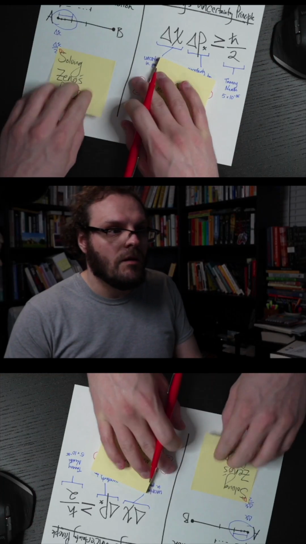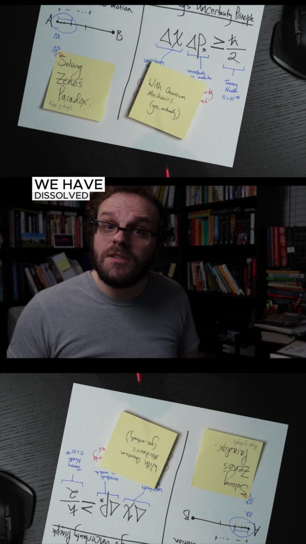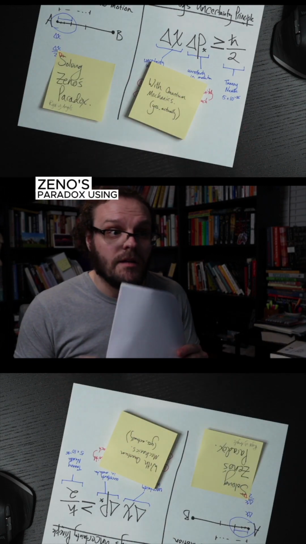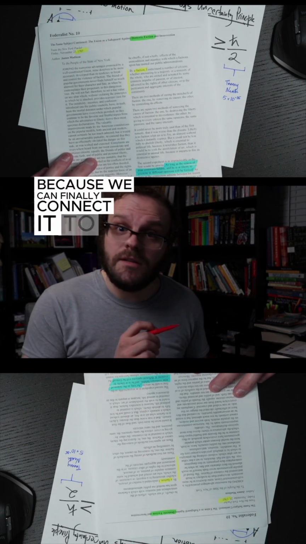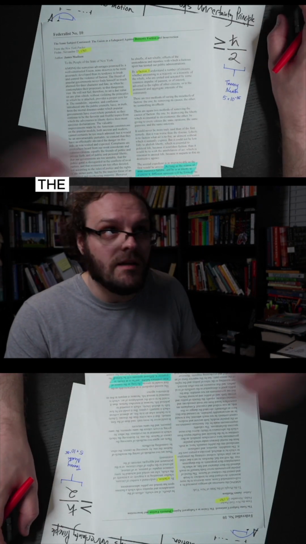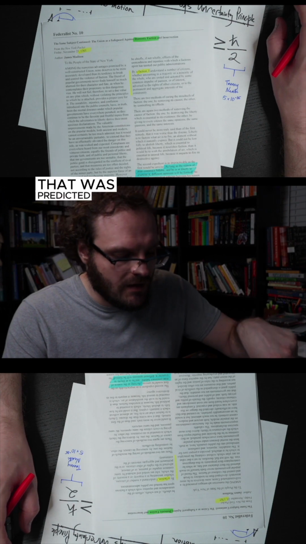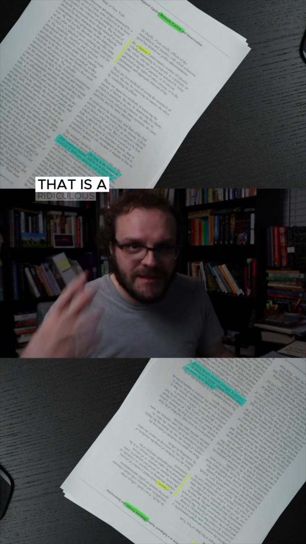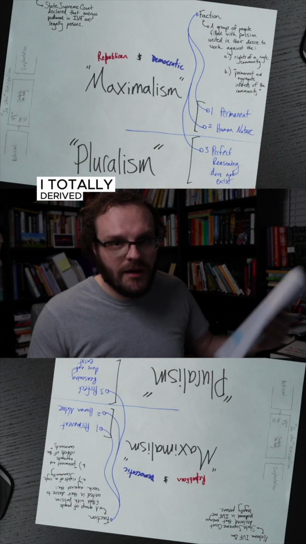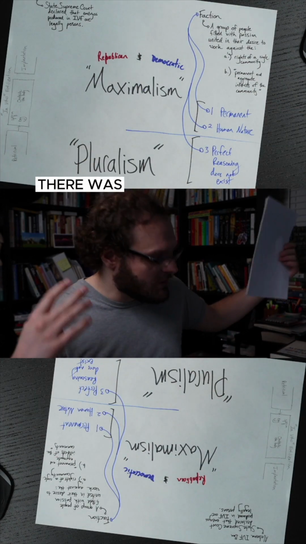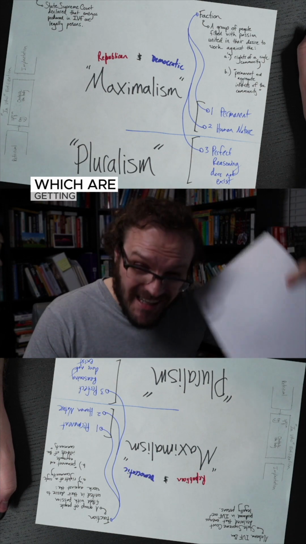So we did it. We have dissolved Zeno's paradox using the uncertainty principle from quantum mechanics. But we're not done, because we can finally connect it to the real world, specifically the in vitro fertilization ban that was predicted in Federalist Paper number 2. Obviously, that is a ridiculous claim that is completely pulled out of nowhere, except it's not pulled out of nowhere. I totally derived it in the last video. We talked about it. There was a problem, though, which we're getting to in this video.